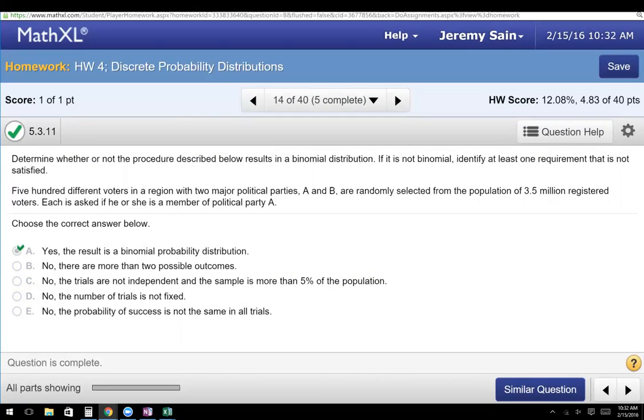So this not independent thing, again, that's going back to, if we took them and put them back, then they would be independent. They're really not independent as it is, but you're talking 500 people out of 3.5 million. The difference you make when you take 1 or 10 or 20 or the first 499 out, it's not going to change the probabilities enough to really matter. So that's what they're saying. As long as the sample size isn't more than 5% of the population, then you can pretend they're independent and it's going to be close enough.